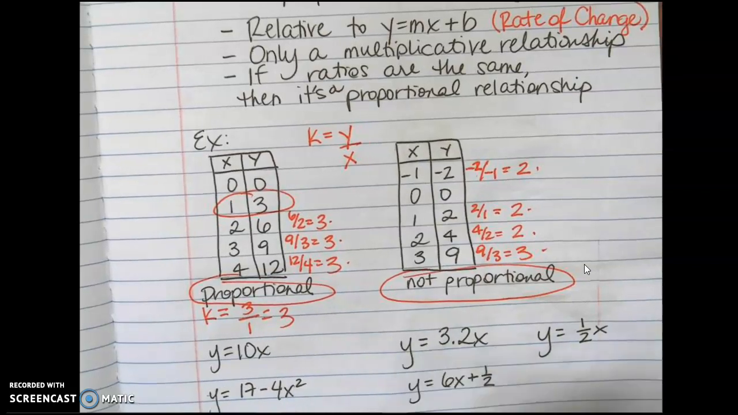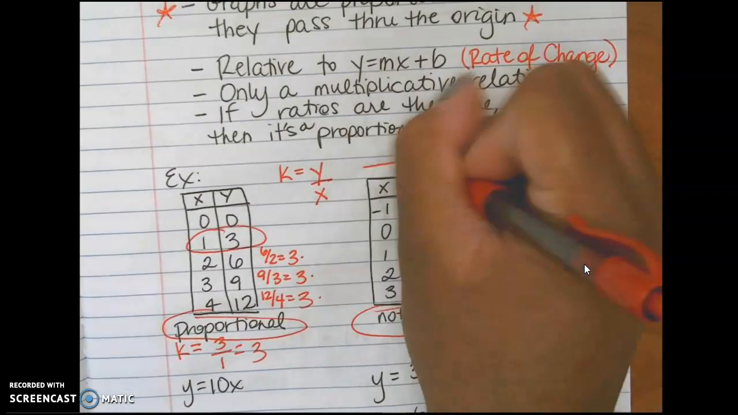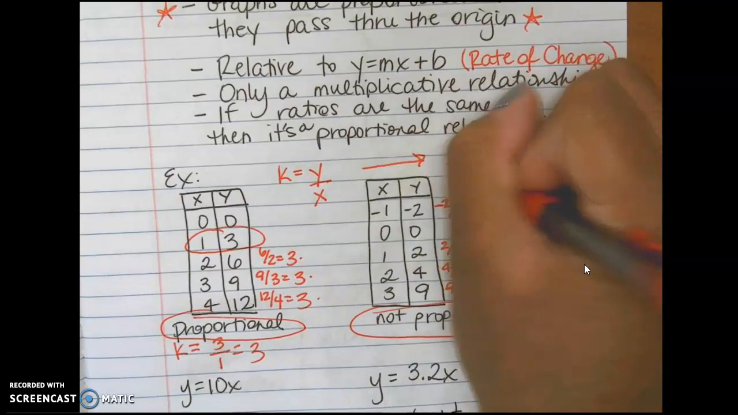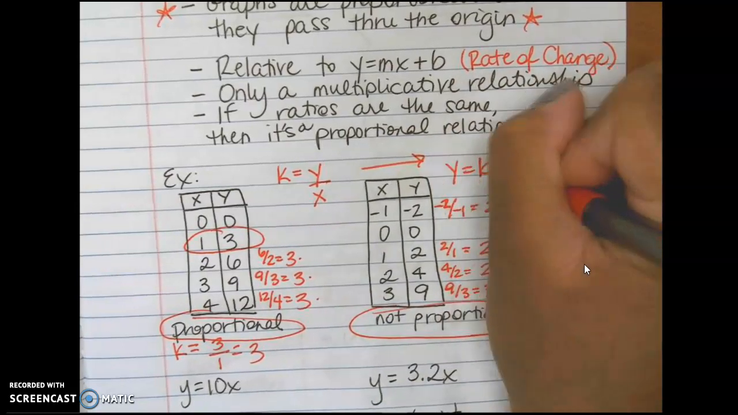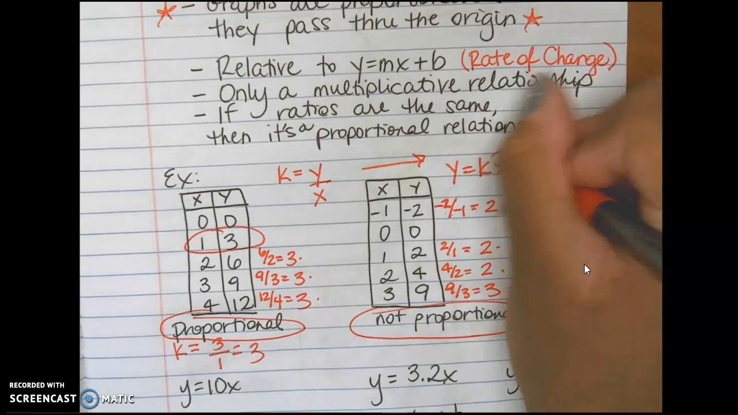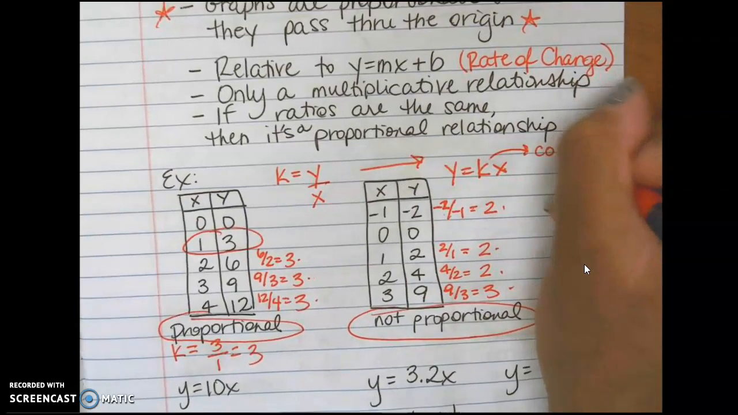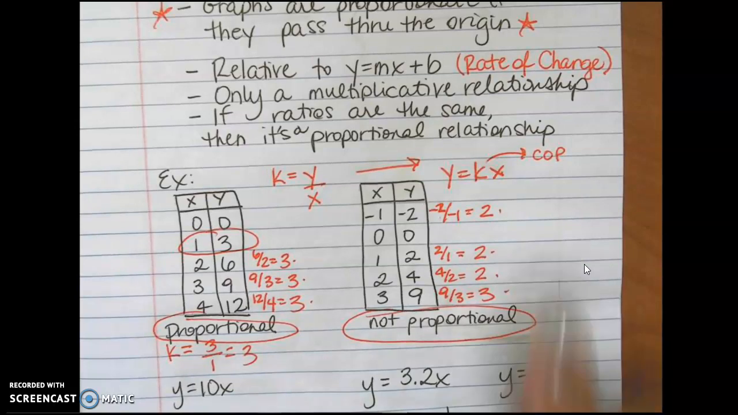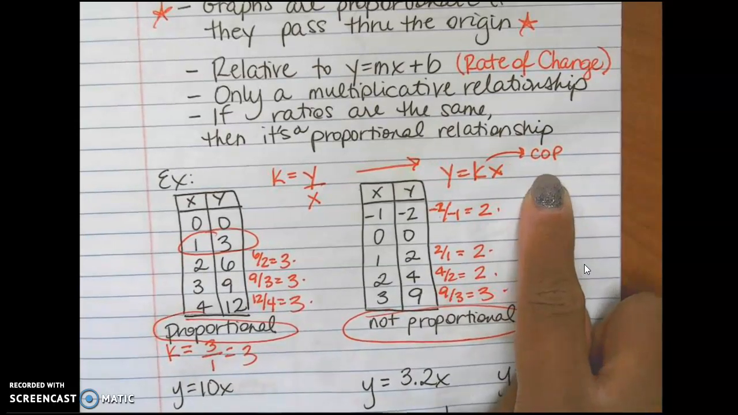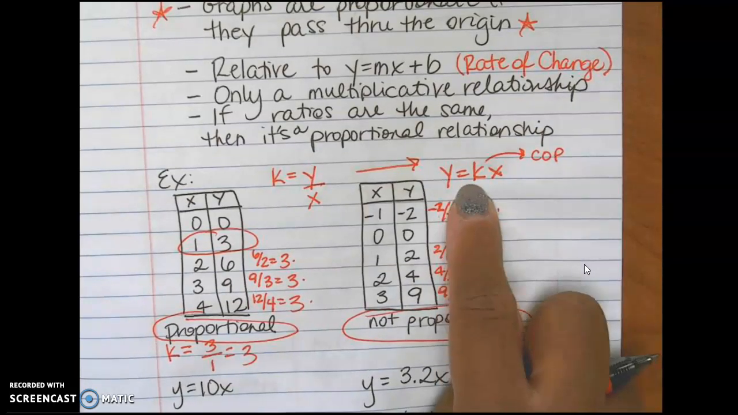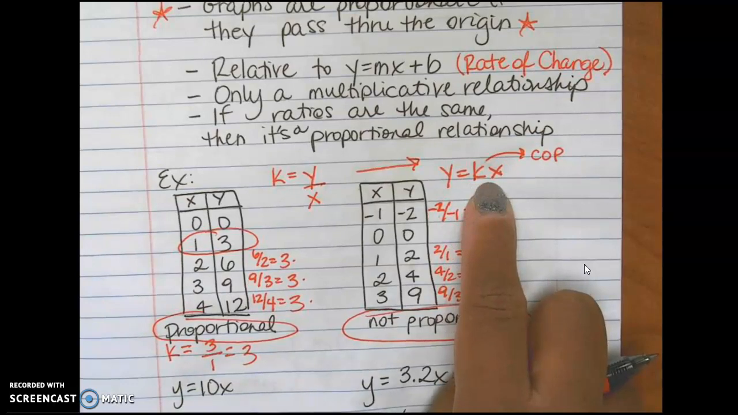Now again, the relationship is also written as y equals kx, where k is my constant of proportionality. There is nothing additive after it, meaning I don't add anything or subtract anything after I write something times x. K is also my coefficient. Got it? Coefficient is attached to the variable.